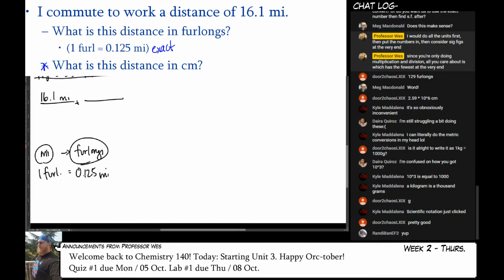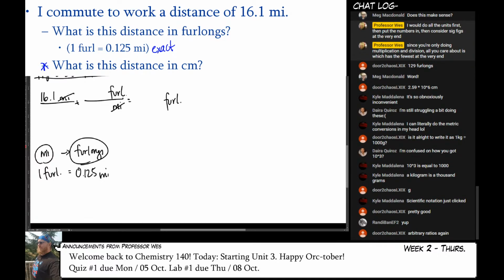So now that I have my conversion figured out, I'm going to set up the units. I don't want miles on the top, so I'm going to put it on the bottom to cancel it out. I'm going to turn it into furlongs, because that's what I want for solving the problem. And then now I can go in and do the numbers. So 1 furlong, 0.125 miles. And the answer that I got was 128.8 furlongs.